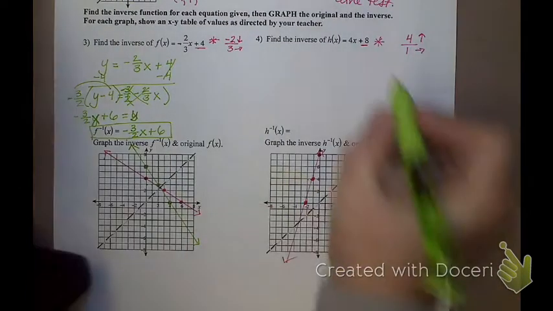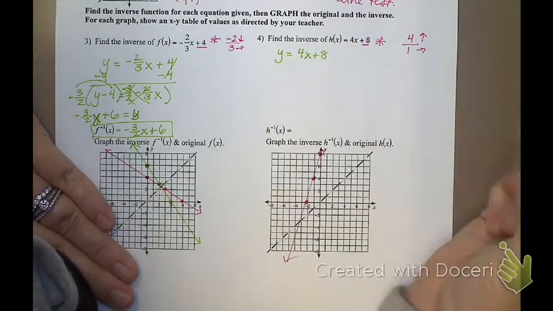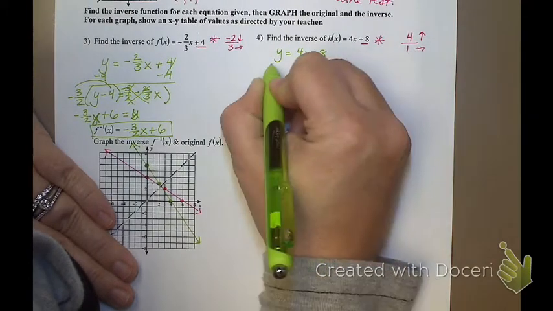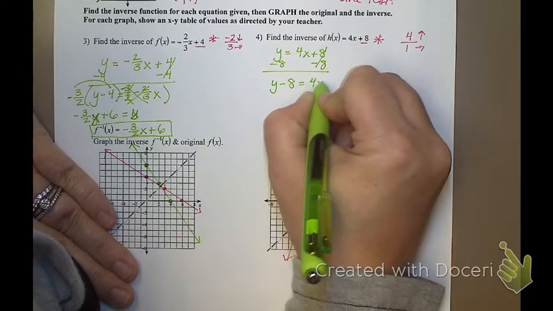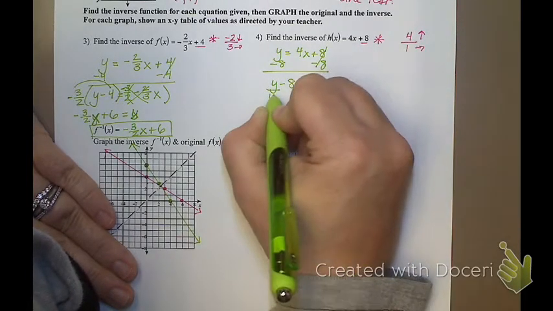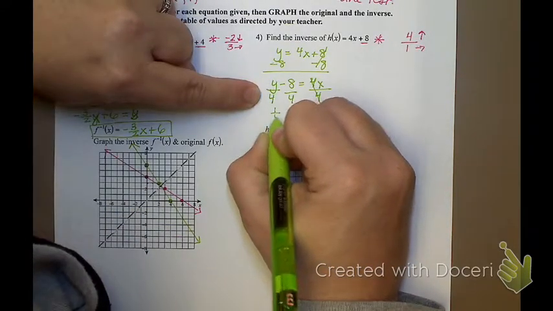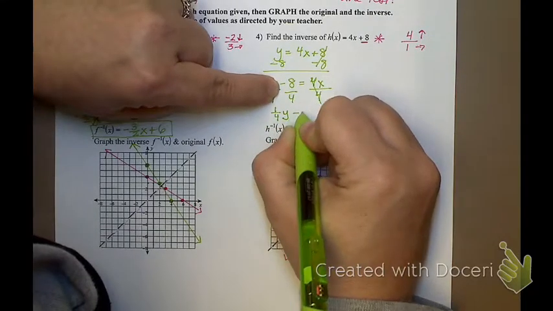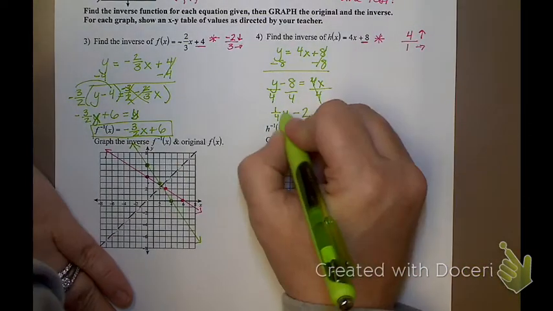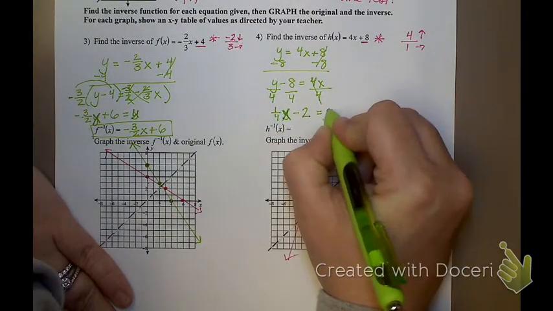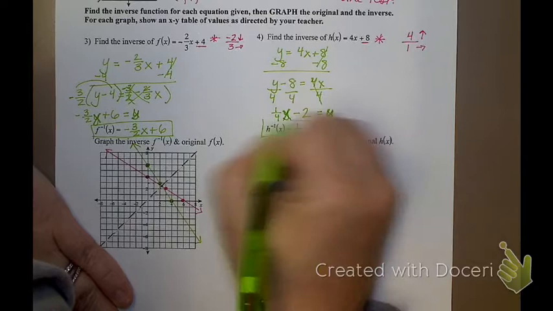So here's my line. I'm going to do y equals 4x plus 8. So again, my first step is get x by itself. So I'm going to subtract 8. Y minus 8 equals 4x, and I'm going to divide by 4. I have to divide everything by 4. So I have y over 4, which we would call 1/4 y, minus 8 over 4 is 2, equals x. And then my last step is to switch the x's and the y's. So I have 1/4 x minus 2 as my answer.